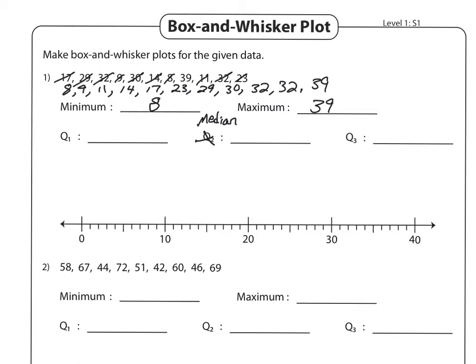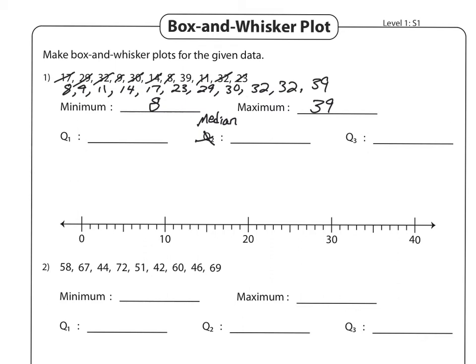Quartile 1, not sure yet. We've got to find our median. So the first thing we want to do is find our median. Okay, so I'm going to count in. I first need to know how many numbers I have. I have 1, 2, 3, 4, 5, 6, 7, 8, 9, 10, 11. So that means there should be 5 on either side of the median.